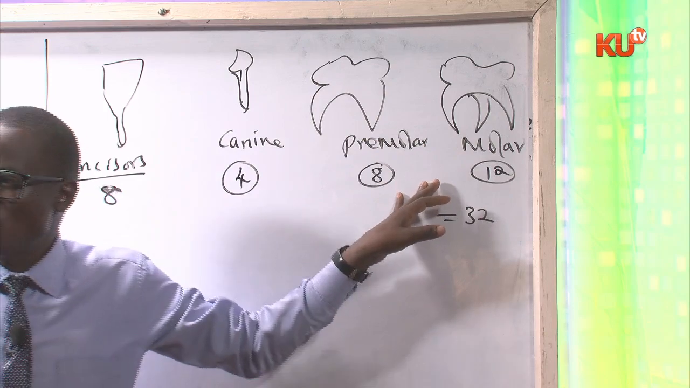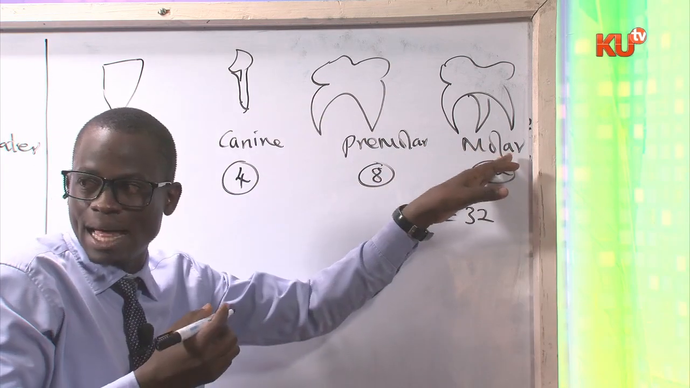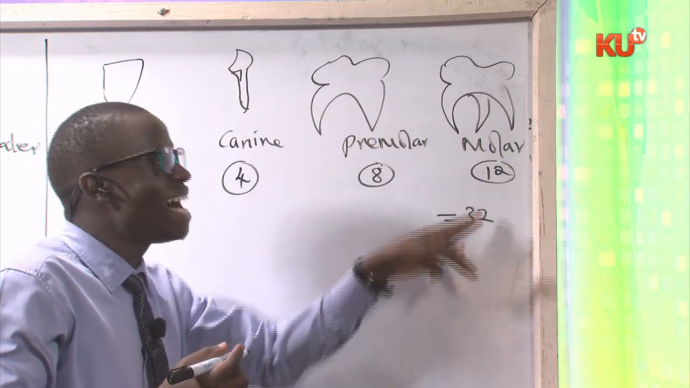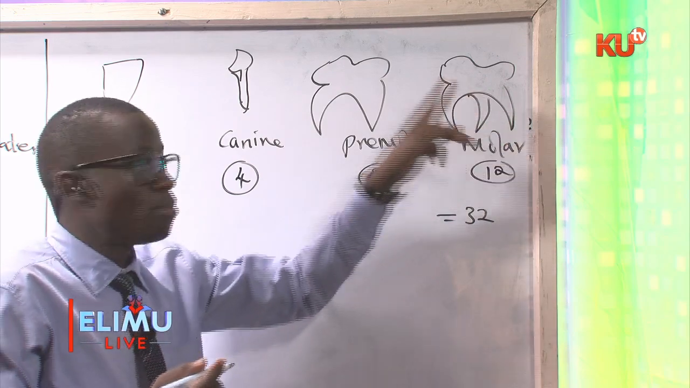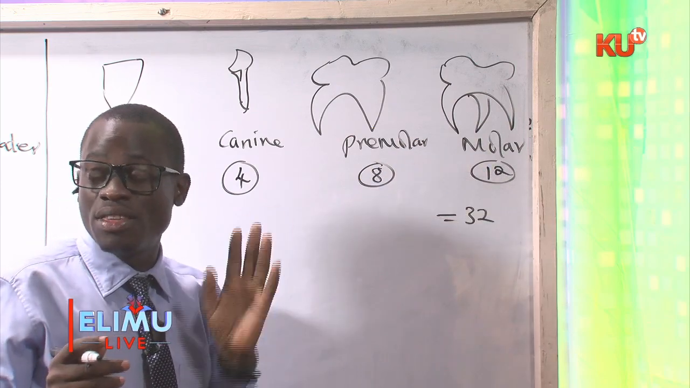But now, how can you differentiate between the premolar and the molar? The premolars have 2 roots, while the molars have 3 roots. That's the way you can differentiate the two. Premolars have 2 roots. Then the molars have 3 roots.